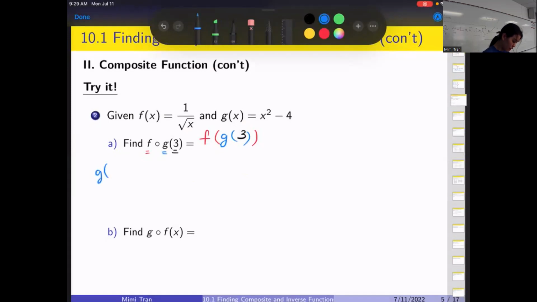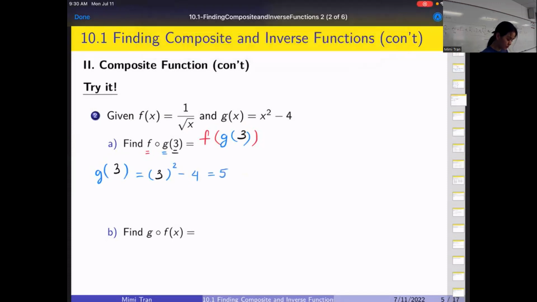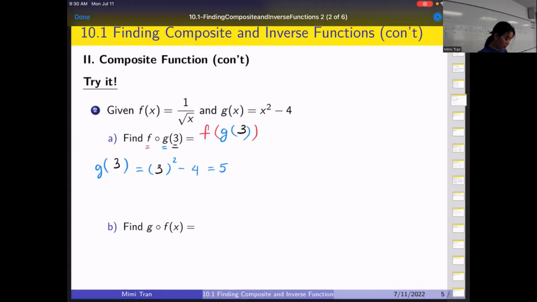So G of 3, what's G of 3? We're gonna work from inside out. G of 3 is you plug in 3 for G, right? So G looks like this. G is x squared minus 4. So something squared minus 4. And that something now is no longer x. So that was G of x. Right now we have G of 3. 3 squared, which is 9, minus 4, which is 5. Now G of 3 is 5. So that's your G of 3.